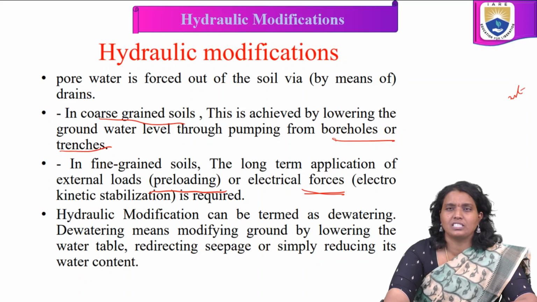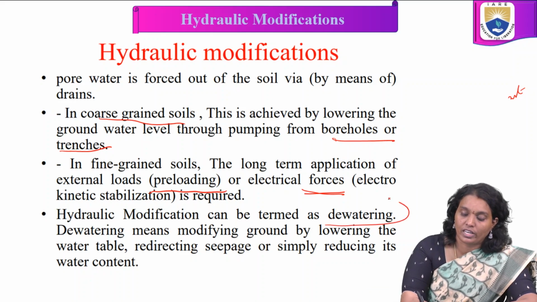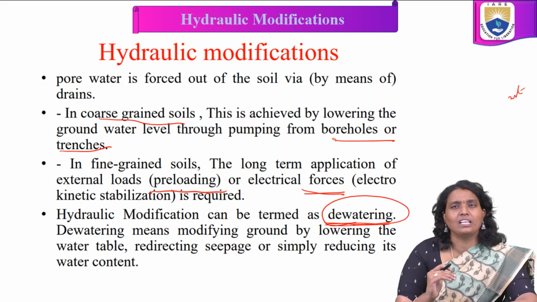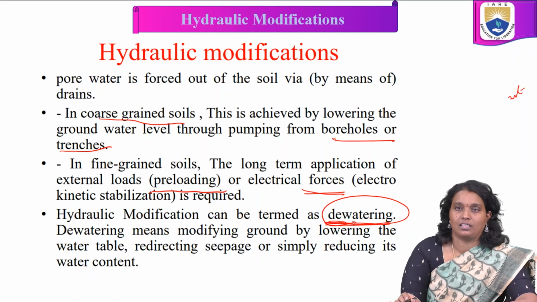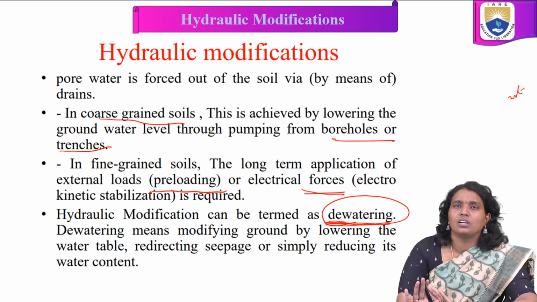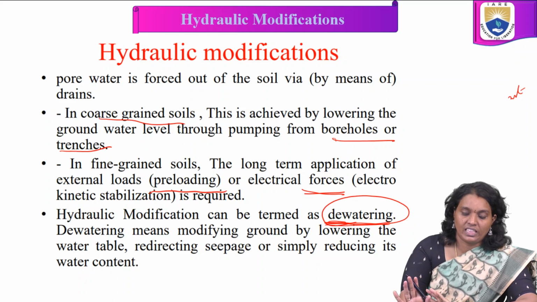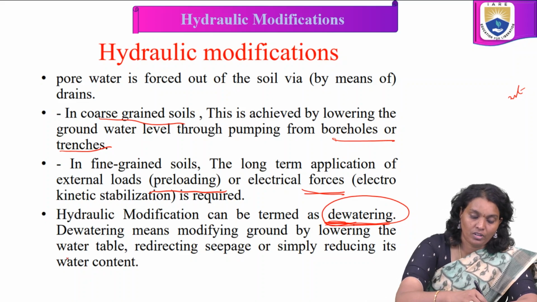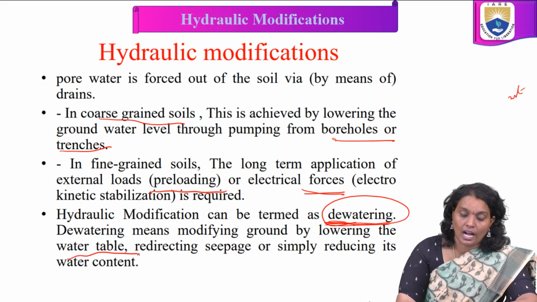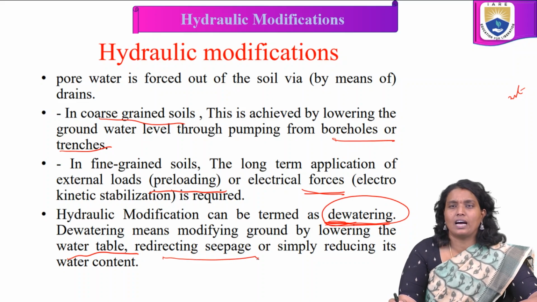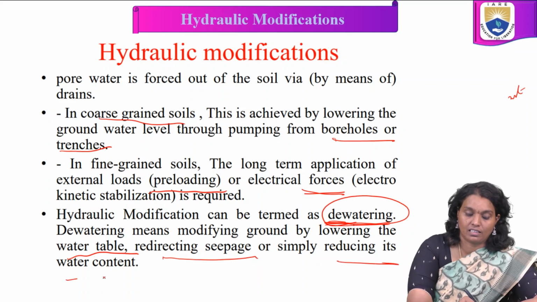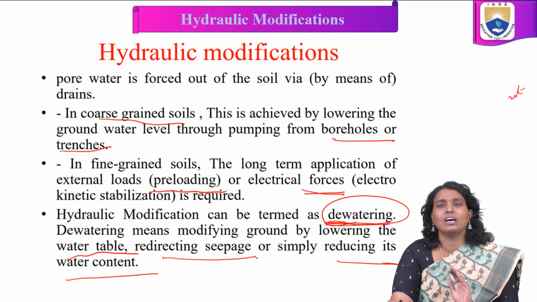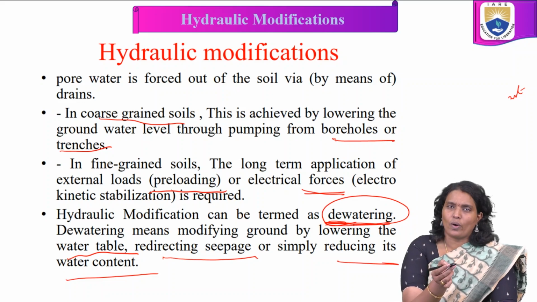Hydraulic modification can also be termed dewatering. We are lowering the groundwater level, so this is the word we use for hydraulic modification. Dewatering means modifying the ground by lowering the water table, or redirecting the seepage, or simply reducing its water content. It's a very simple word. Dewatering is nothing but reducing the water content in the required area.